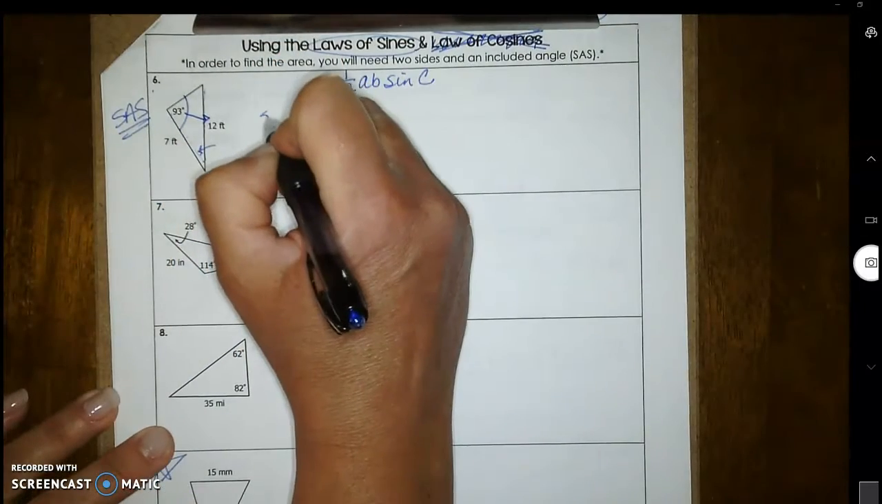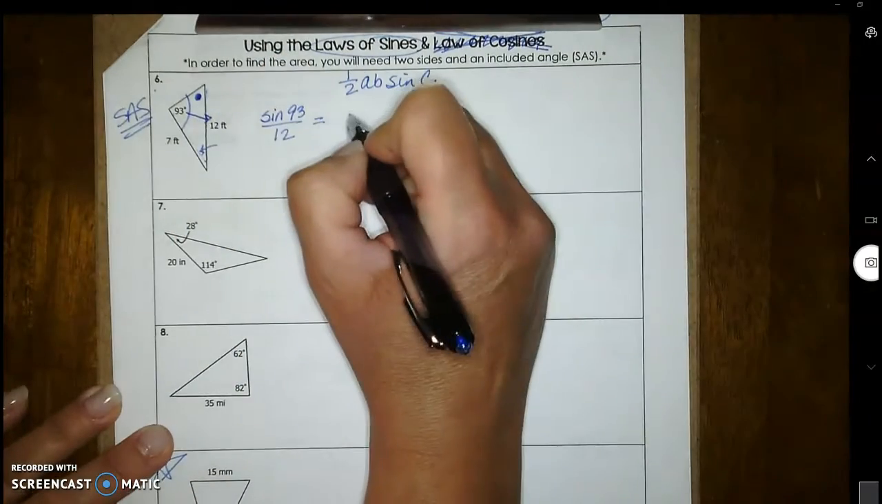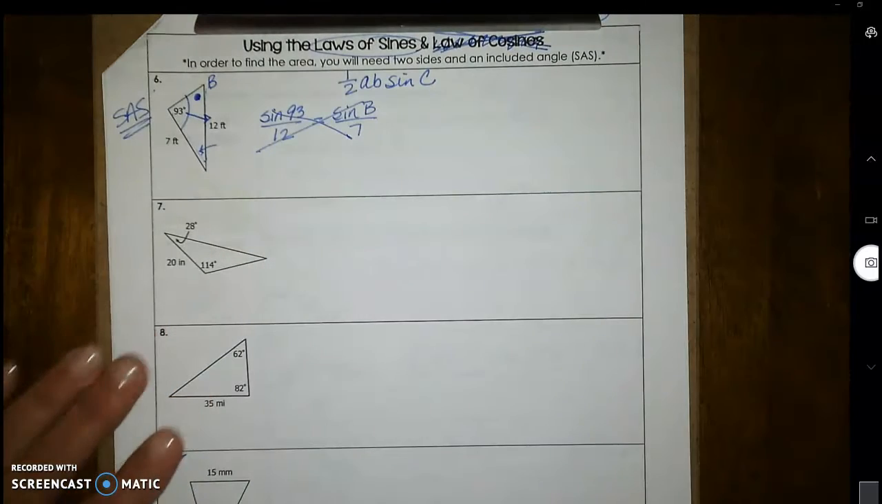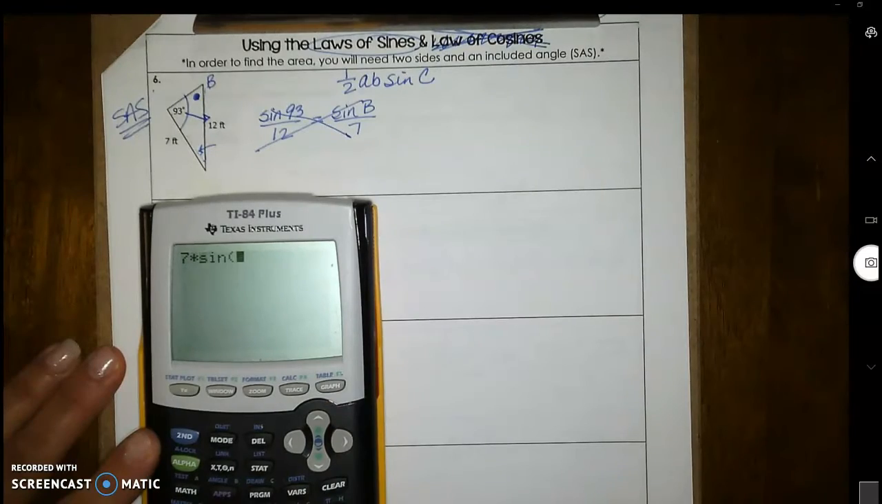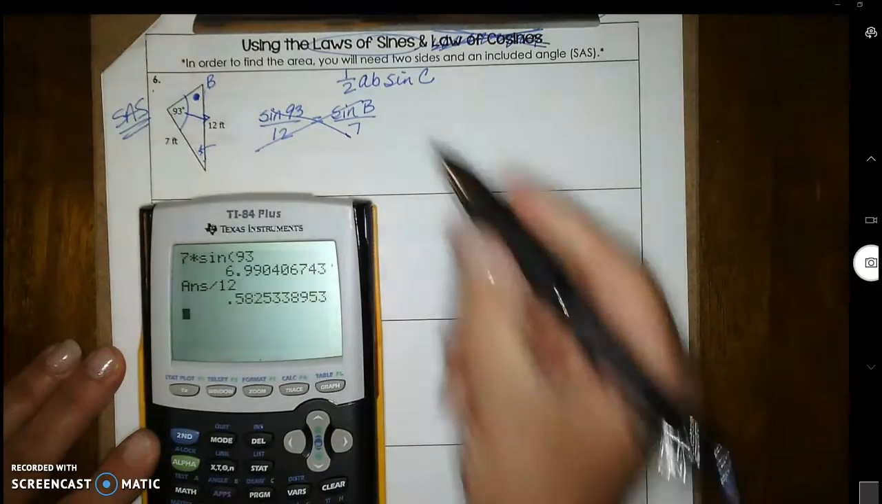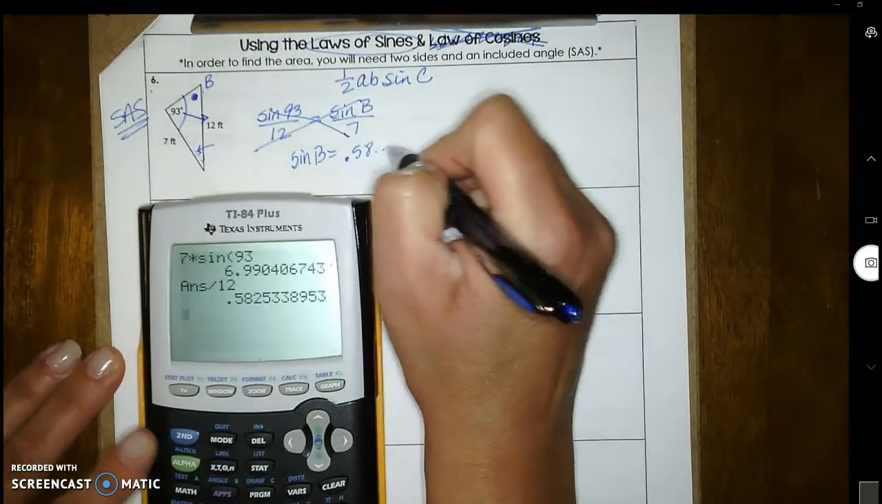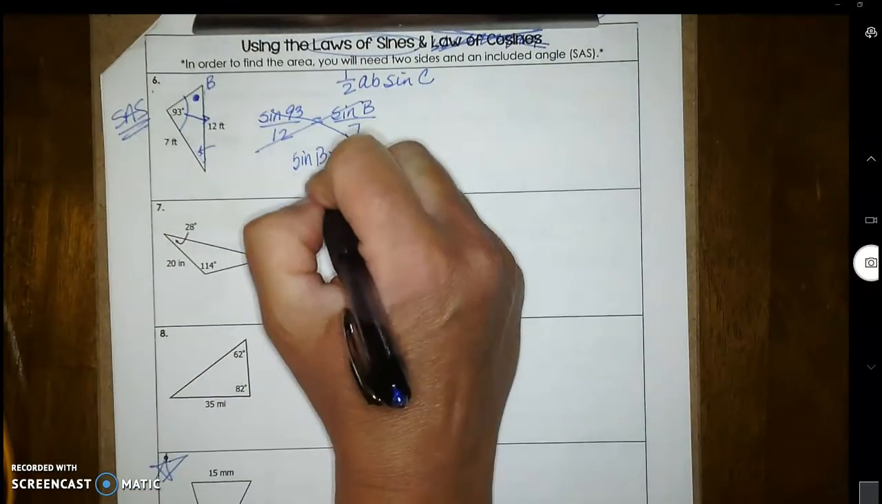I have an angle that is 93, and I have a side that's across from it. So we're going to do the sine of 93 over 12 is equal to, it looks like I'm going to have to find this angle first. So let's just call it the sine of B over 7. We're going to call this angle B, okay? And let's go see what we get. So using the handy dandy calculator, 7 times the sine of 93 divided by 12. The sine of our angle is going to be about 0.58-ish. I'm going to go ahead and inverse sine that to get the angle, and I get 35.6.